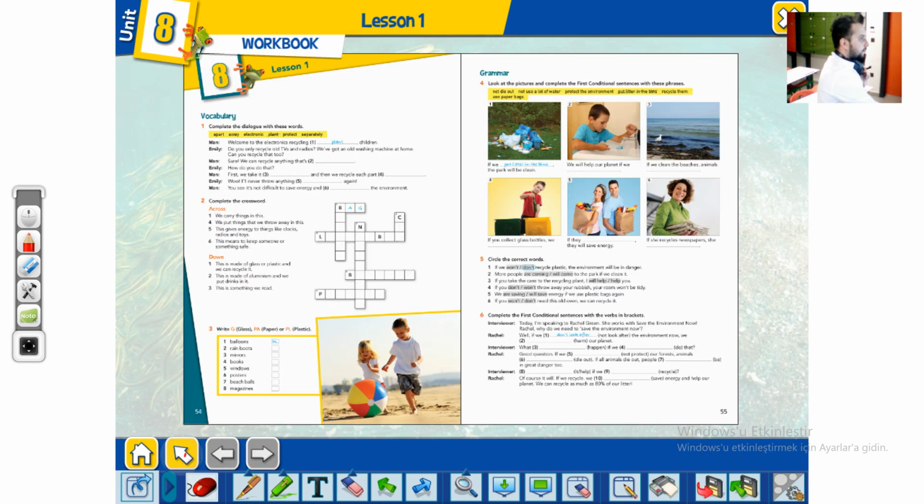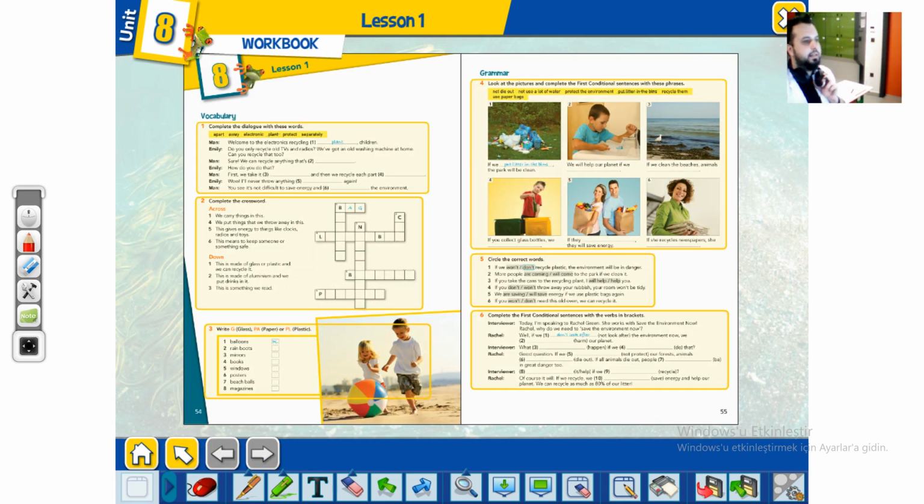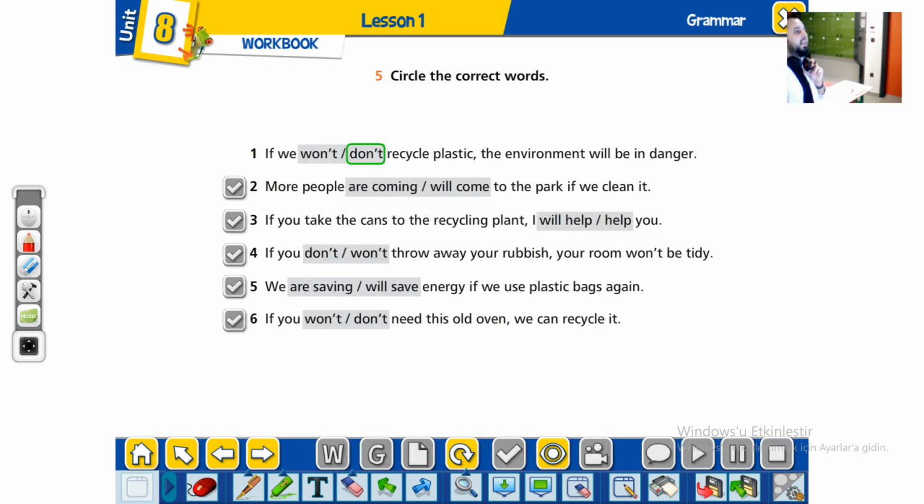Now we are going to pass it here. Okay, exercise 5. Now we are going to circle the correct words. The first one is already done. If we don't recycle plastic, the environment will be in danger. Eğer plastikleri geri dönüştürmezsek çevre tehlike içerisinde olacak diyor.